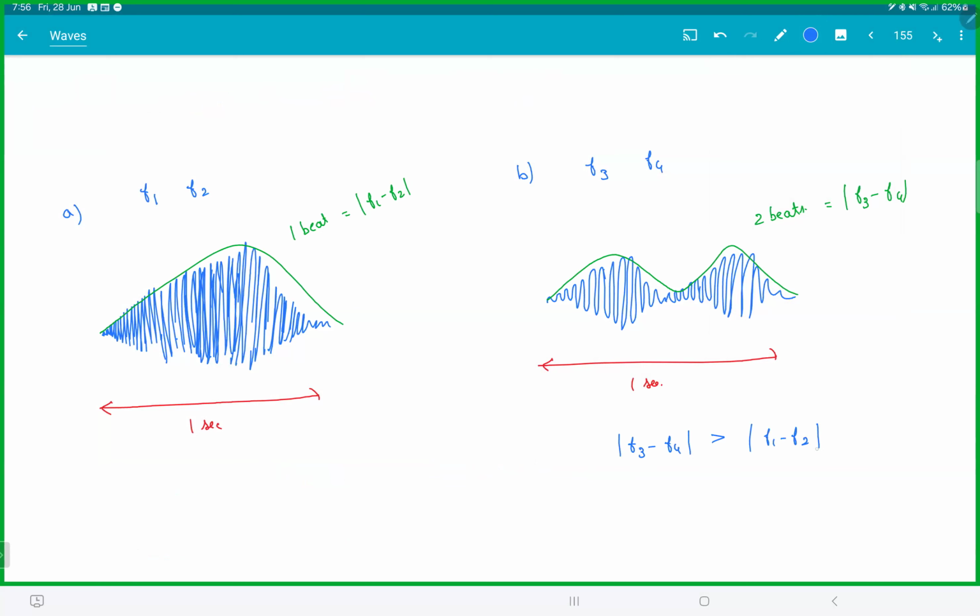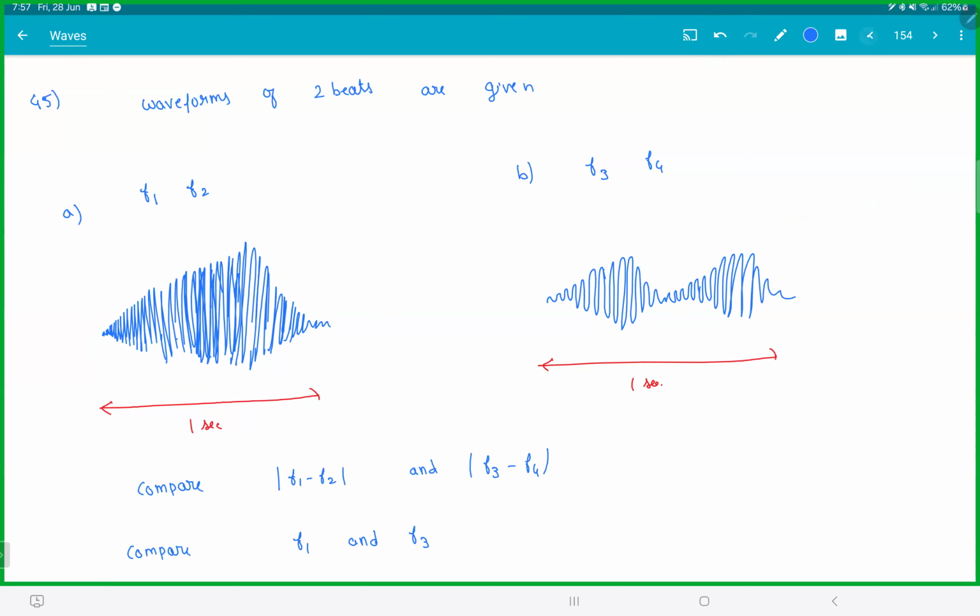Now we don't know who is greater between F1 and F2. What about the second one? How will you compare F1 and F3? What is frequency? Number of waves per second. Now, can you tell me in both of them in 1 second who has more number of waves? I agree, the amplitude of the waves changed, but how many waves does each have? Can you see this thing is more compact, isn't it? There are more waves in 1 second. Go back to the derivation, you'll understand.